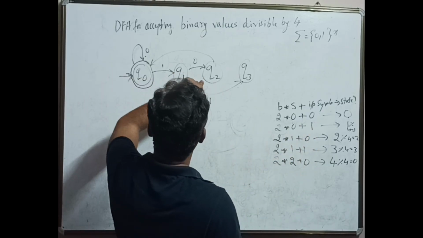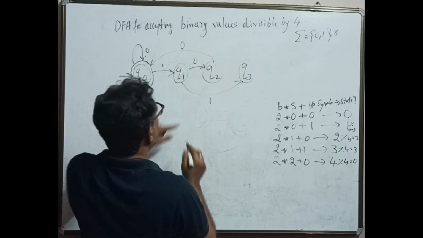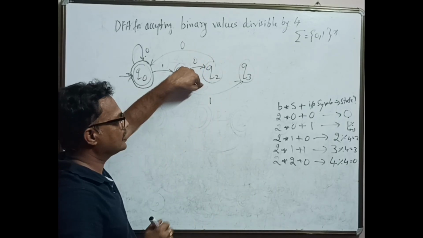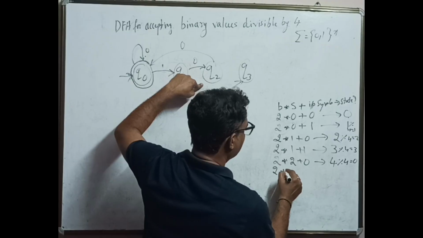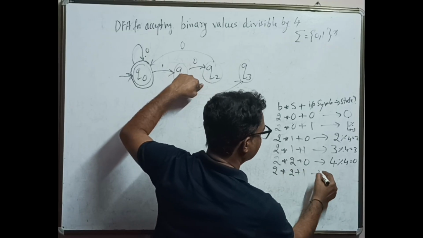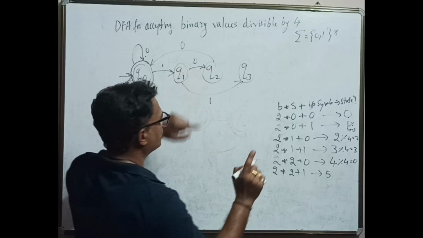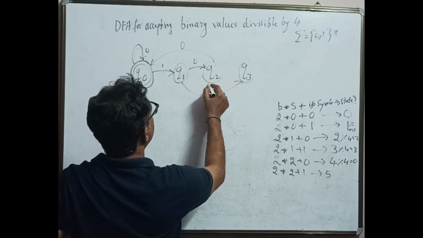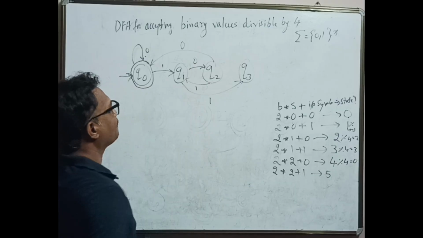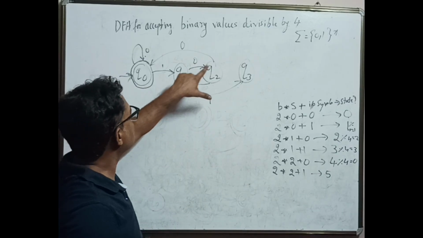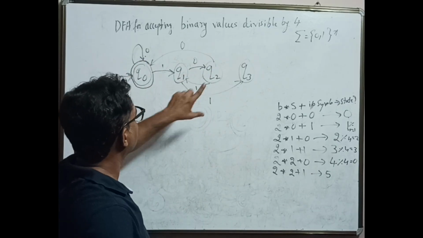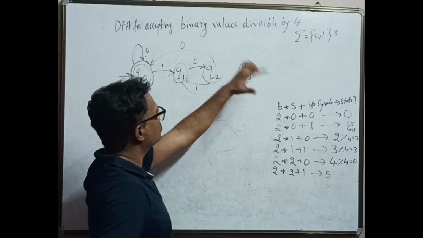Next, what if in this state the DFA reads 1? So it is 2 into 2 plus 1, which is equal to 4 plus 1, 5. What is 5 mod 4? It's 1. So it goes back to Q1. Now Q2 has dealt with 0 as well as 1. Let us move further.